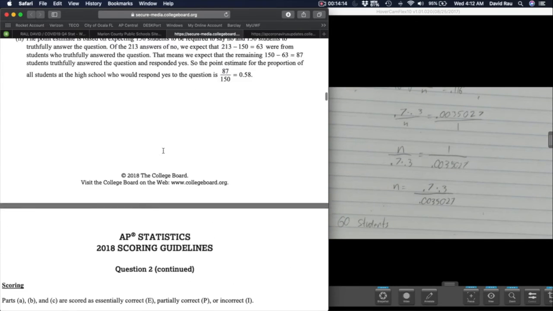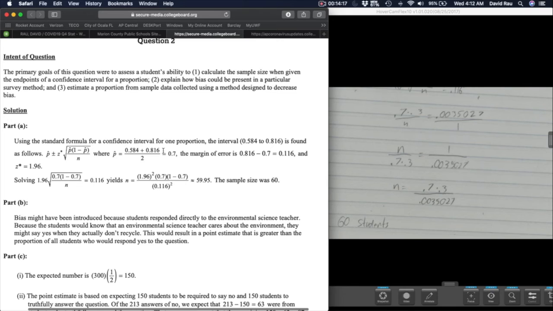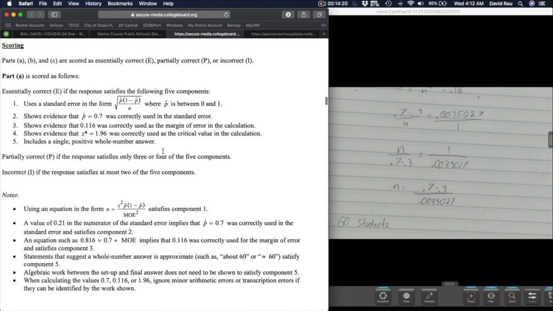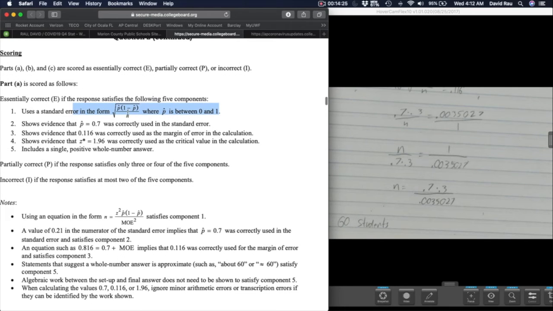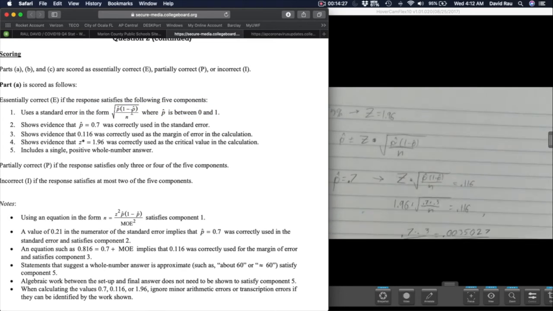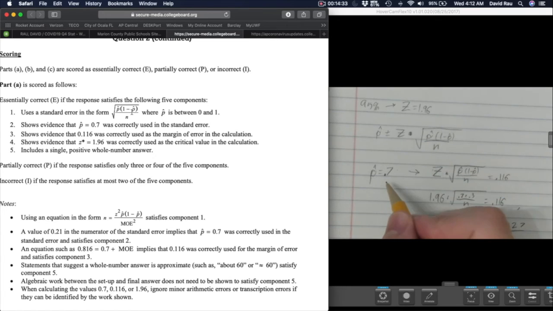Well, first let's see if I got the right answer. That'd be nice. Sample size was 60. Cool. Okay. You use the standard error, where p hat's between 0 and 1. So in other words, you can see that at least I had this somewhere in the problem. So check. Shows evidence to p hat being 0.7.